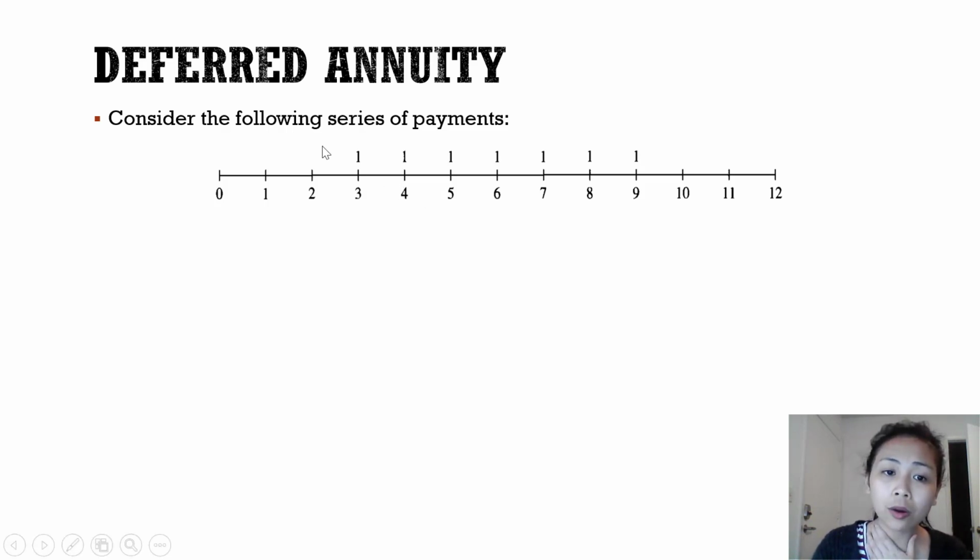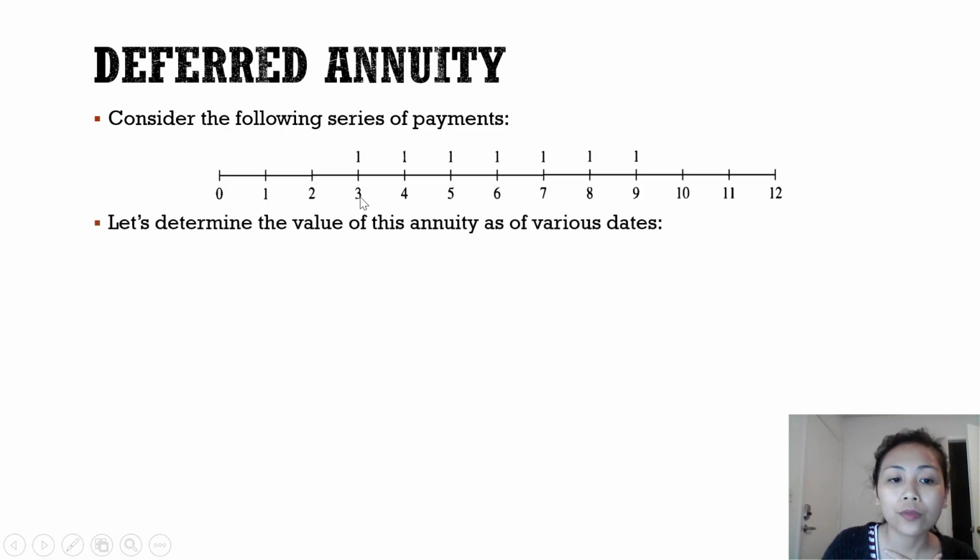So suppose you consider time 2. If you look at time 2, this annuity is basically an annuity immediate because the first payment starts 1 year from the day the annuity is made. So at time 2, this is basically annuity immediate. At time 3, this is basically an annuity due, right? So we are going to determine the value of this annuity as of various days.